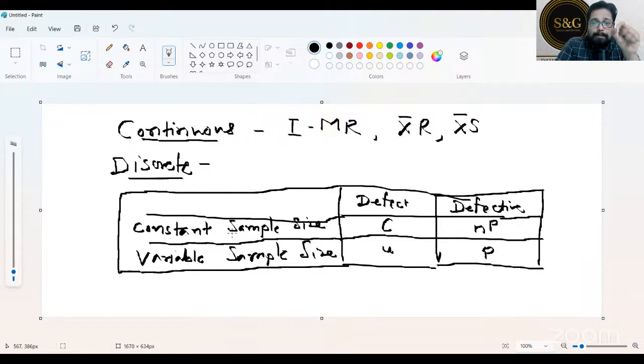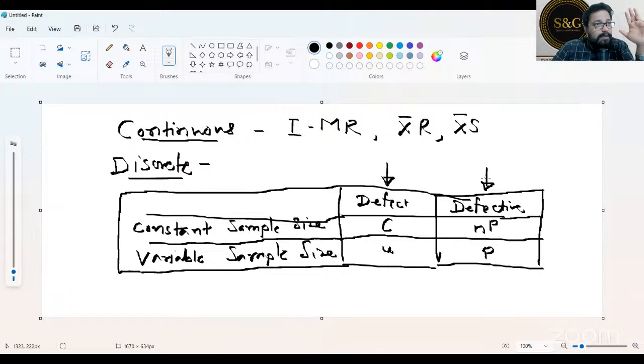If I'm counting the number of defects in the shirt, I will collect the data in this defect column. If my data is the number of defects, how many defects I'm finding in the shirt, I will use this column. If I'm just collecting the data of the number of defective shirts, that means if any defect comes, I will reject that shirt and call it defective, then I will use the second column.